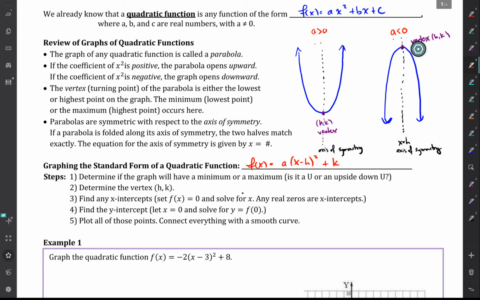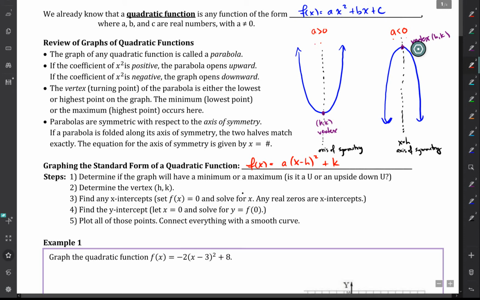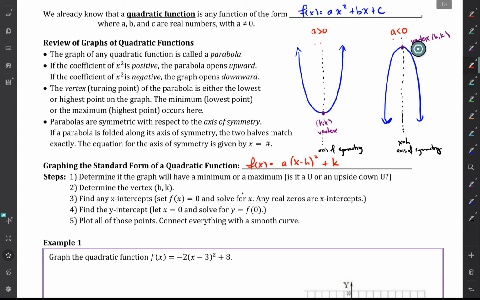But this is nicer because you can actually graph the function very quickly. You just go to h comma k, and you look at a, and you say, oh, this is going to be a parabola cupping up or down, centered at the vertex h comma k.